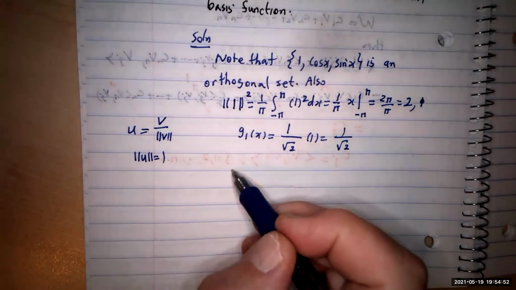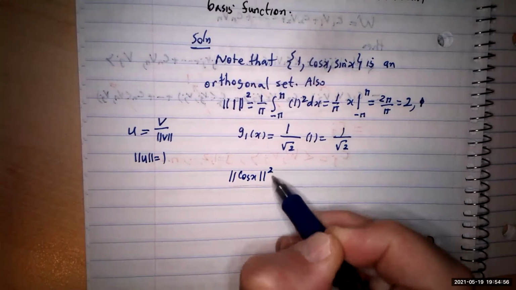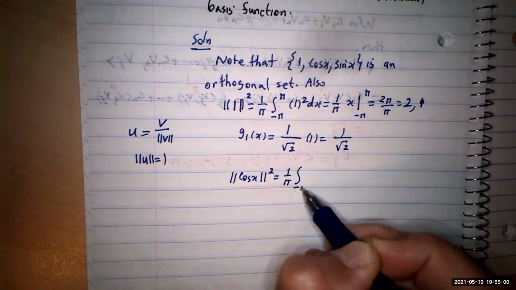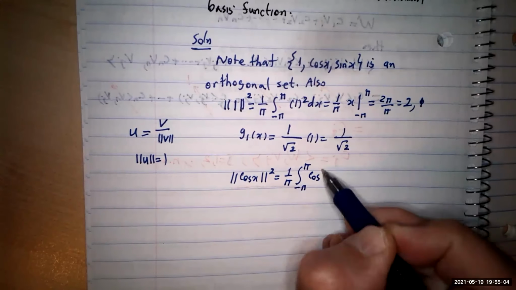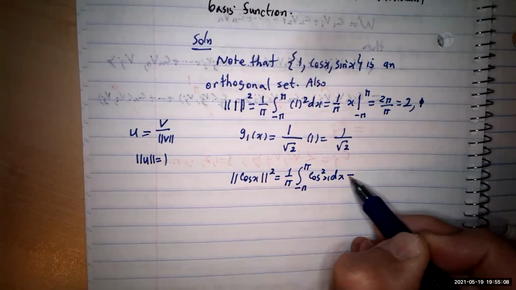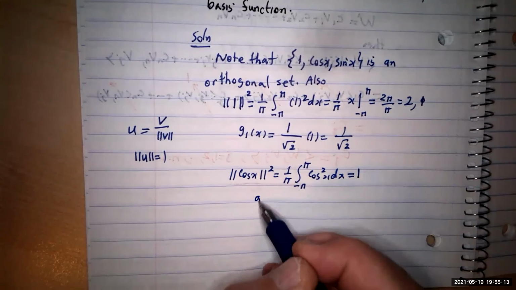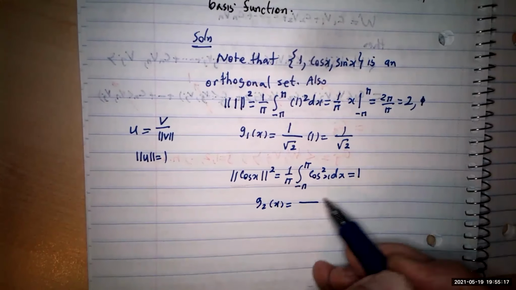We do the same thing for the cosine. The norm squared of the cosine is 1 over pi times the integral from negative pi to pi of cosine squared of x dx. We computed this one before, and that is going to be equal to 1. So in this case, you are not going to change it. g2 of x is just cosine of x over radical 1.